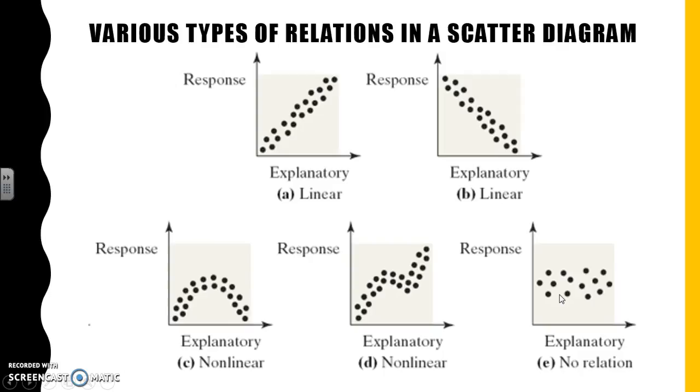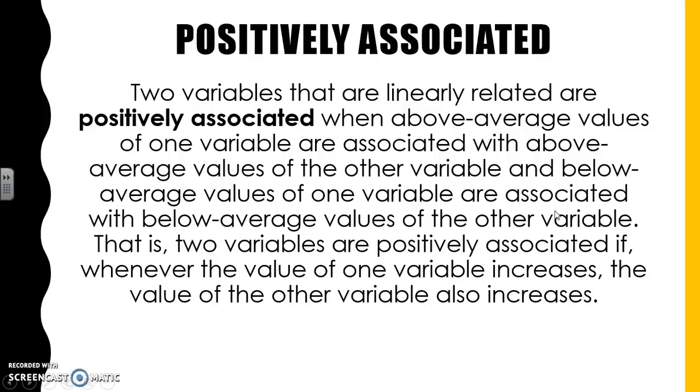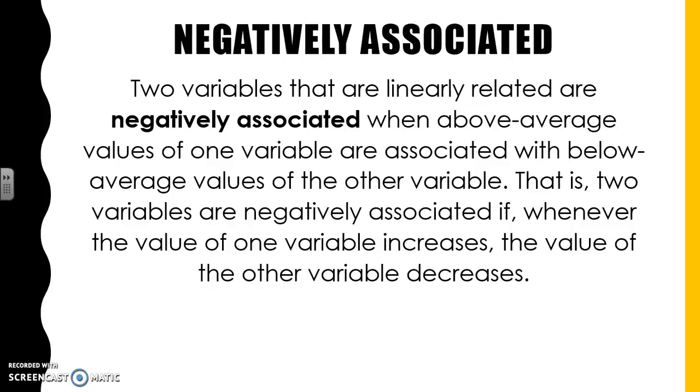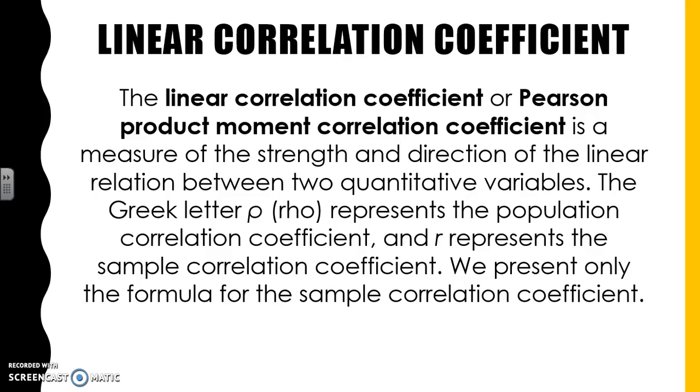And then you'll see some examples here of nonlinear. Here we have a relationship between the explanatory and response variables, but it's nonlinear. Same case here, and then here we have one where there's no relation at all. So positively associated means when one goes up, the other goes up. Negative is when one goes up, the other goes down.